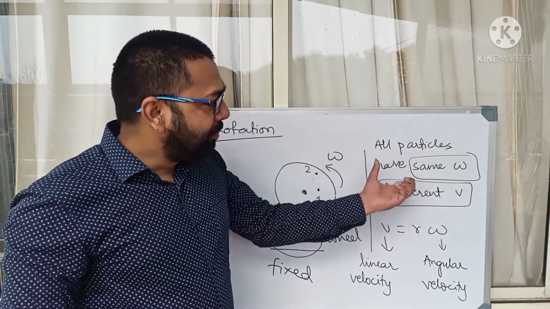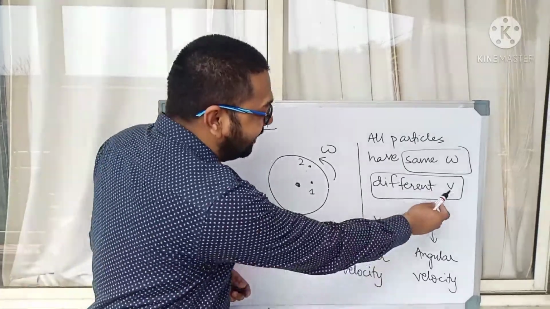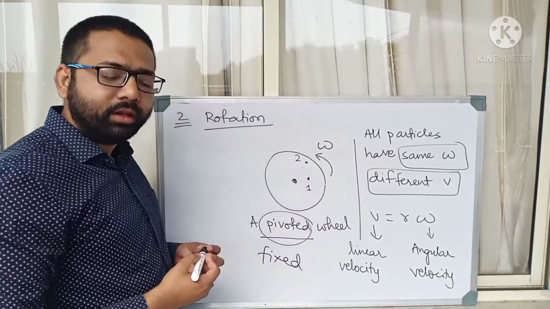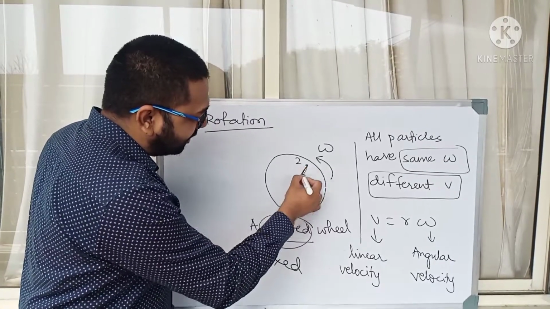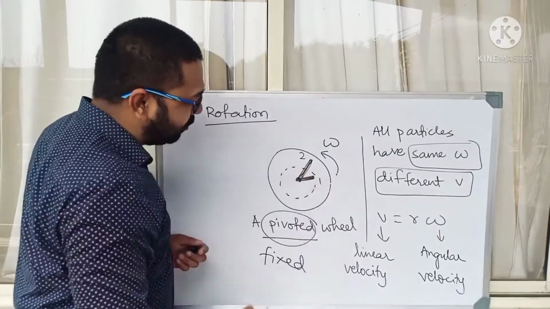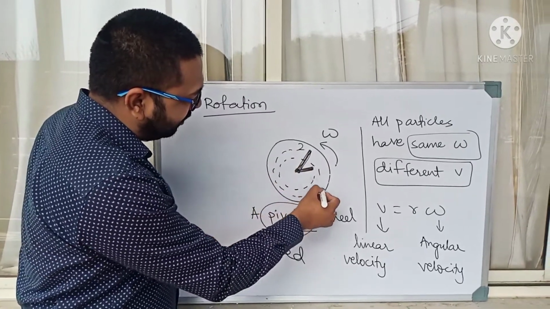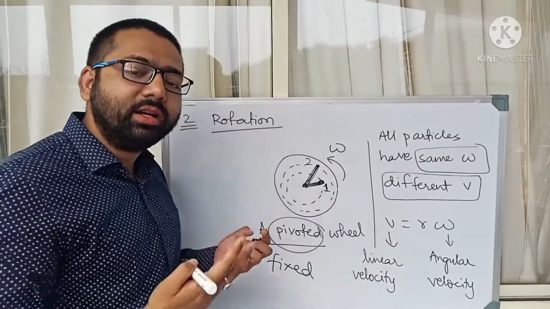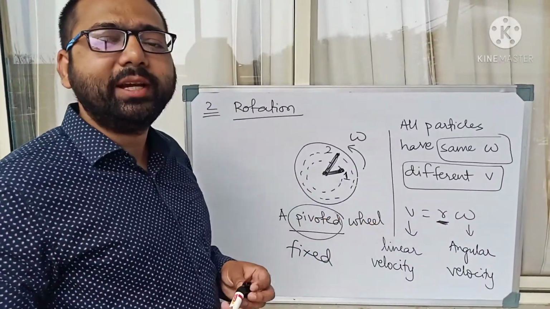Okay, so now let us see this rotation. All particles have the same omega. Omega means angular velocity, but different linear velocity. Let us consider two different points, point 1 and point 2. Clearly, from the center, this is the radius of point 1, and for point 2 this is the radius, because point 1 will be revolving in a circle of smaller radius, and point 2 will be revolving in a circle of this larger radius. So the radius for point 1 and point 2 are different. If r is different, even if omega is the same, then v has to be different, right?